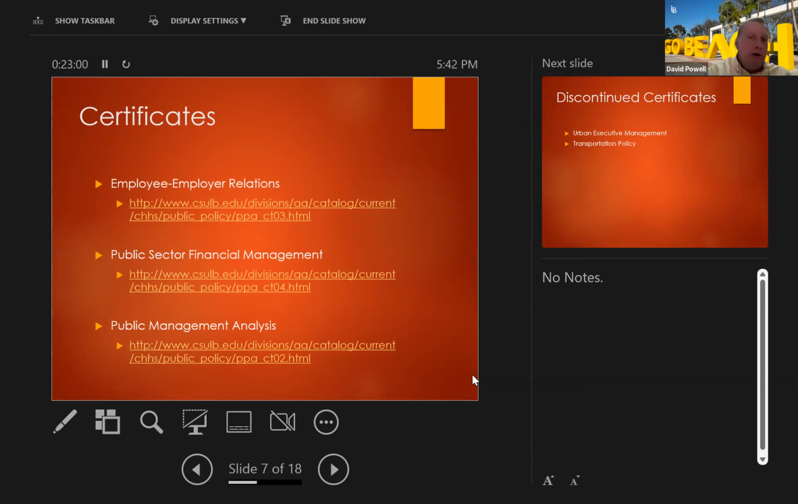But if you are interested in human relations and you think you might want to work in the future in an HR office, that employee-employer relations certificate may be something that you might want to think about. You can do that certificate within the confines of your 39-unit requirement. So it won't require you to take additional units beyond the 39. It will just limit the types of electives that you can take. And again, you can follow that link and it will show you the plan of study for that certificate program.